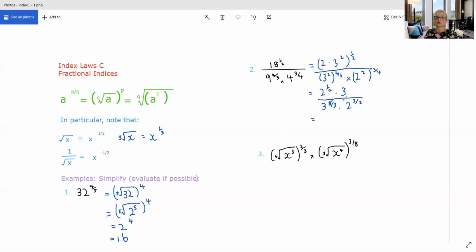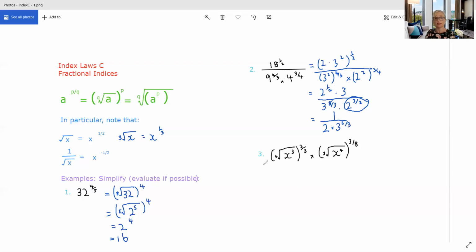Okay, so our 2's, the bigger power is in the denominator. What is 3 on 2 minus a half? It's 2 on 2, which is 1. So we're going to get a 2 to the 1 in the denominator. Our power of 3 is also bigger in the denominator. So 8/3 minus 3/3 is 5/3. And we can just leave it like that.